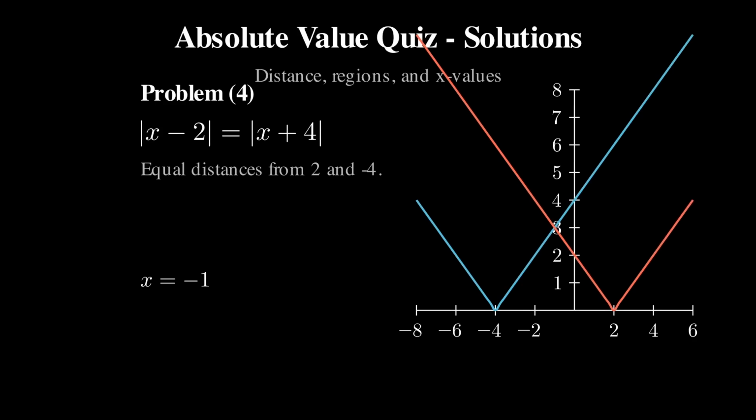Graphically, we draw both absolute value graphs, y equals the absolute value of x minus 2 with the vertex at x equals 2, and y equals the absolute value of x plus 4 with the vertex at x equals negative 4. We mark the vertical lines x equals 2 and x equals negative 4 and highlight the point where the two V shapes intersect. That intersection occurs at x equals negative 1, matching the algebraic solution.